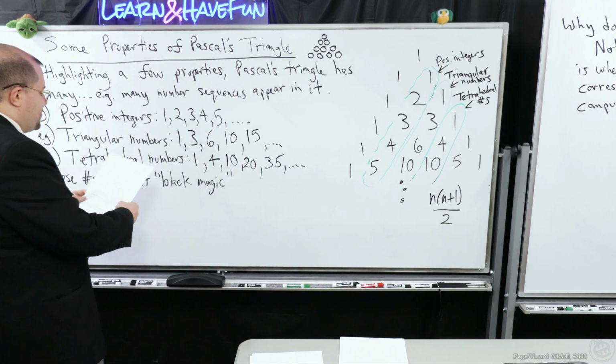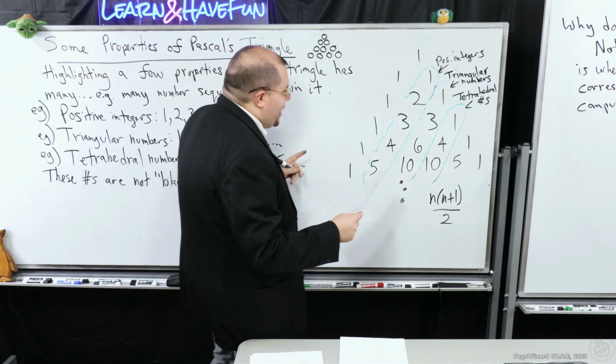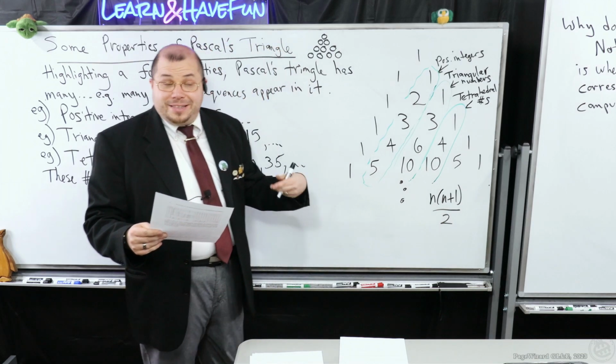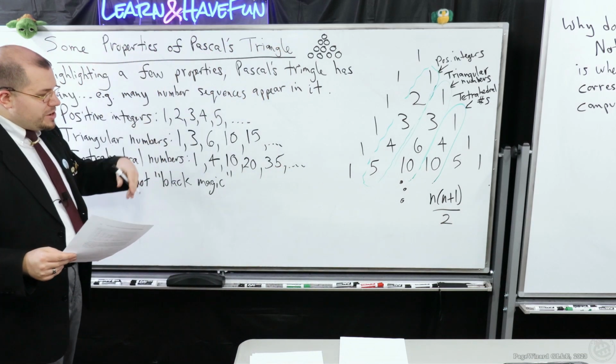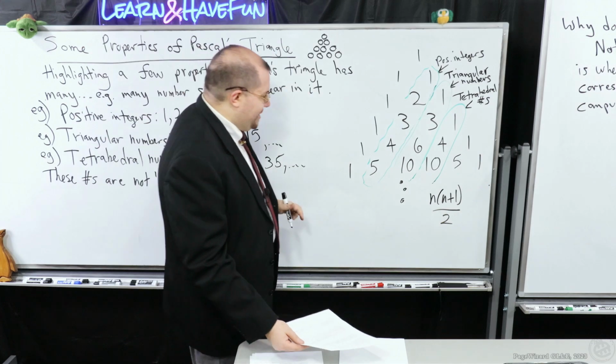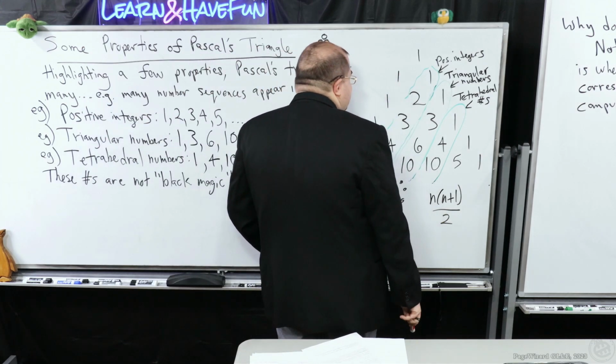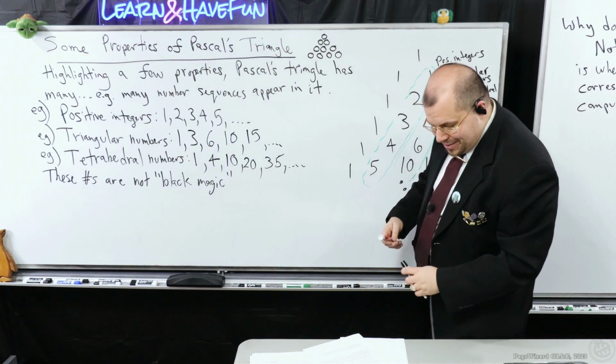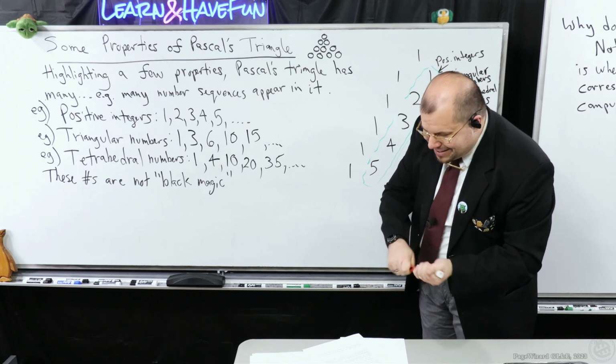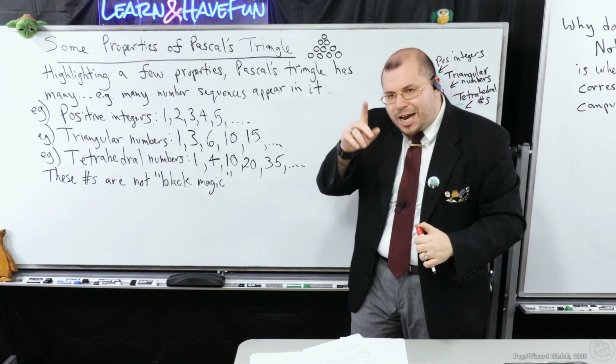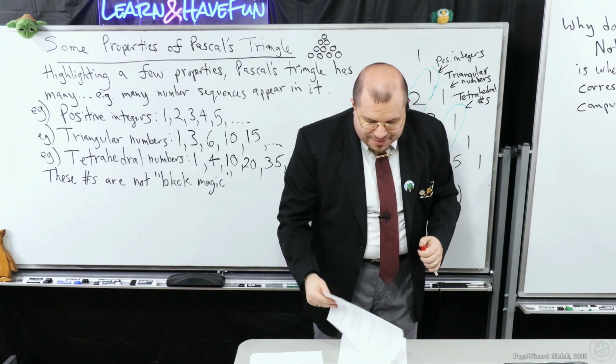So, they're not black magic. But you could actually find other reasons why other things appear as well. So let me show you another peculiar one. But it is surprisingly neat. So watch this. What I'm going to do next is show you that there are these shallow diagonals that exist in Pascal's triangle.